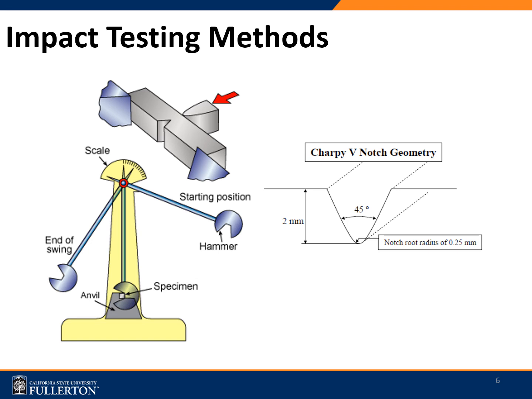is measured. As you can see, the standard specimen here would be 10 by 10 by 55 millimeters, and it would carry a V notch having 2 millimeter depth at a 45-degree angle, and the root radius should be 0.25 millimeters. At the end of the Charpy test, you would be recording the energy that is absorbed.